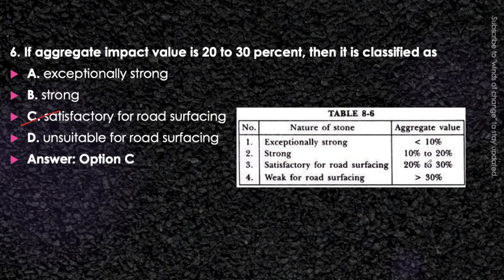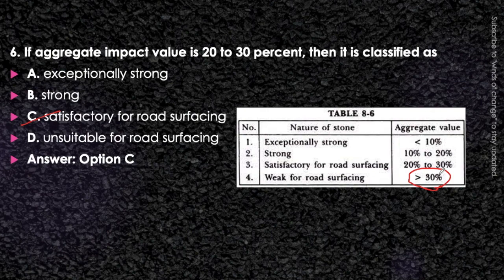Exceptionally strong, the first case, it was for the AIV value of less than 10%. Okay, and for strong it should be 10 to 20%. For satisfactory we have already discussed 20 to 30%, and weak for road surfacing, that is unsuitable for road surfacing, it will be more than 30%. So this is also an important question sometimes asked, that after which value of AIV it is unsuitable for road surfacing. So it will be 30%, means the maximum value of AIV that can occur has to be 30%.